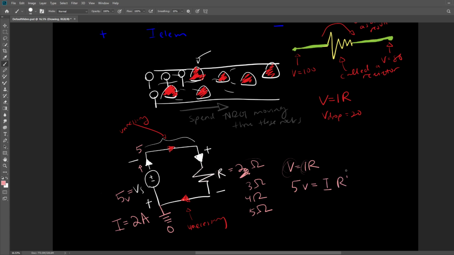So if we wanted to keep a voltage of 5, and we have some arbitrary current, if we keep jacking this resistance up, current is supposed to go down. Yeah, sorry about that. Current is supposed to go down. So as this goes up, this goes down. So they have an inverse relationship.